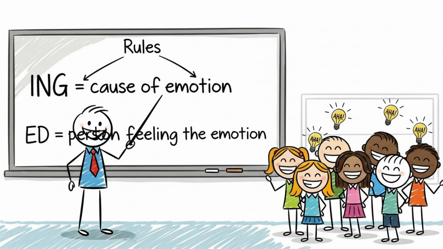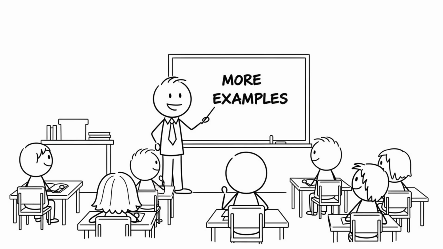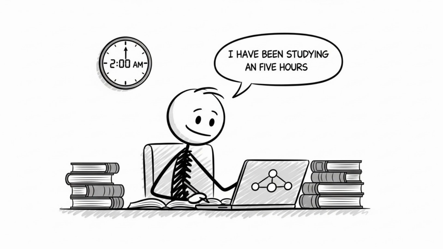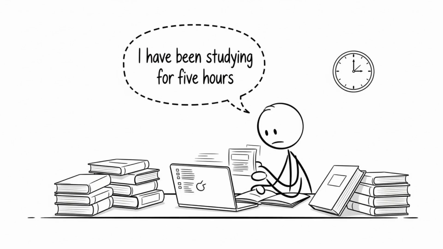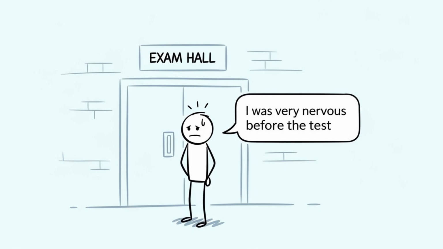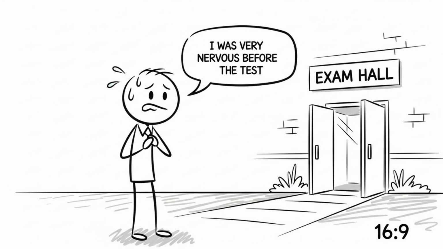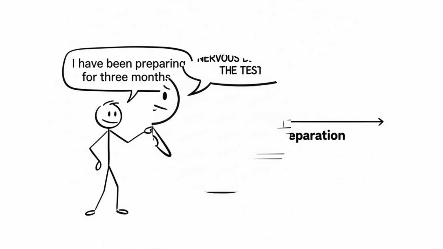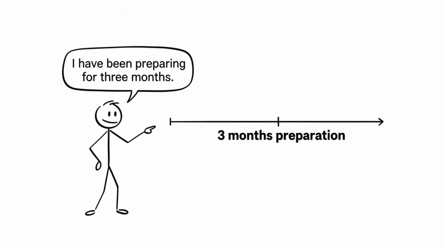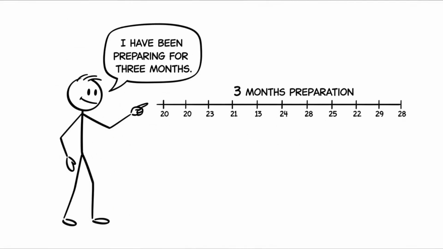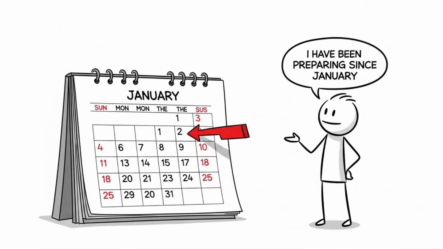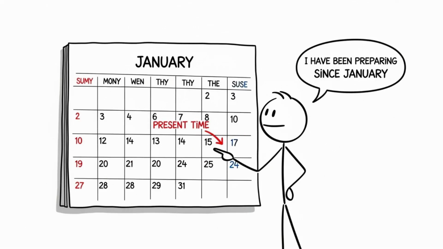Short story example. Let's put everything together in a short story. Imagine a student preparing for an important exam. He says, "I have been studying for 5 hours." He started studying earlier and is still studying now. Later, after finishing the exam, he might say, "I was very nervous before the test." That feeling happened in the past and ended. Then his friend asks, "How long have you been preparing for this exam?" He answers, "I have been preparing for 3 months." Or he could say, "I have been preparing since January." Both sentences are correct, but they show time in different ways.